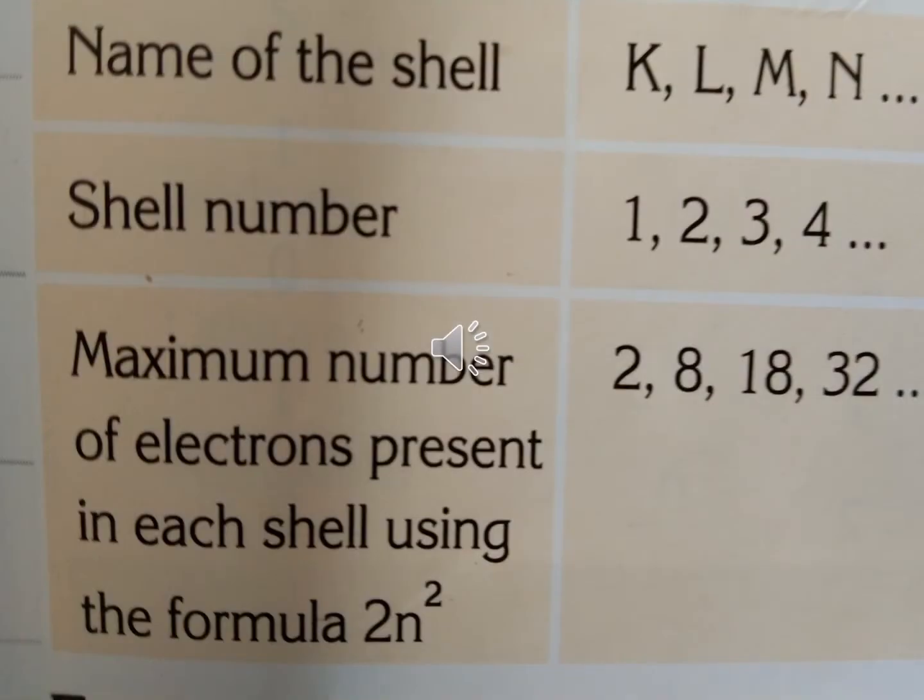Here you see, children, the names of the shells: K, L, M, N. The shell numbers are 1, 2, 3, 4. Next, the maximum number of electrons present in each shell using the formula 2n squared: 2, 8, 18, 32.